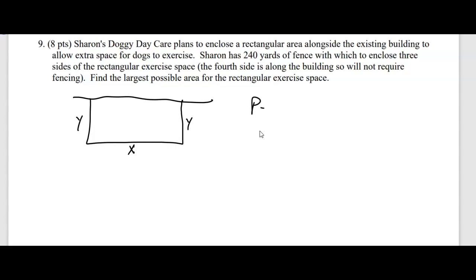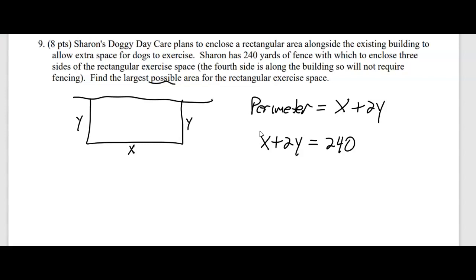So the perimeter will be X plus 2Y. We only need to cover one of the X sides because the other one's the building. We don't need fencing there. So this is not the normal perimeter formula. Okay, so the X plus 2Y equals the perimeter, we have 240 yards of fencing.